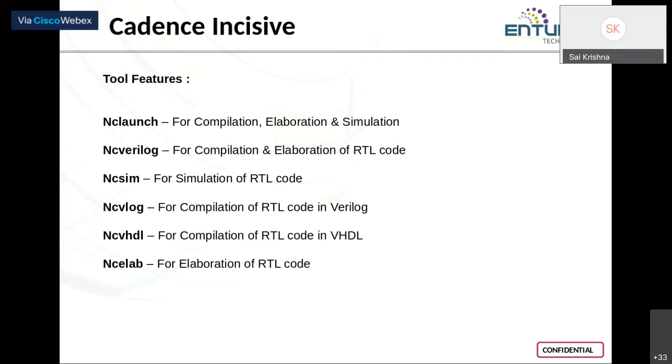All of this is for Verilog. If you're using a VHDL program, then for compilation, you'll use NC VHDL, and then NC Elab again for elaboration, and then NC Sim for simulation. So compilation, elaboration, simulation are the 3 stages, and depending on your convenience, use it. So that is all about the front end part.